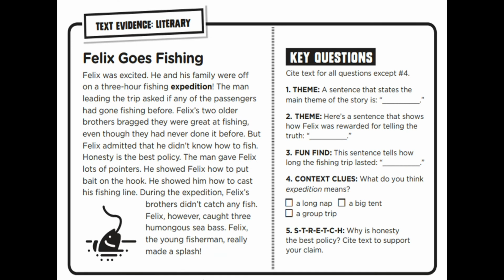Questions number 4 and 5 are additional questions just to help you with your reading skills. Question number 4, context clues. What do you think expedition means? A long nap, a big tent, a ground trip. Number 5, stretch. Why is honesty the best policy? Cite text to support your claim.